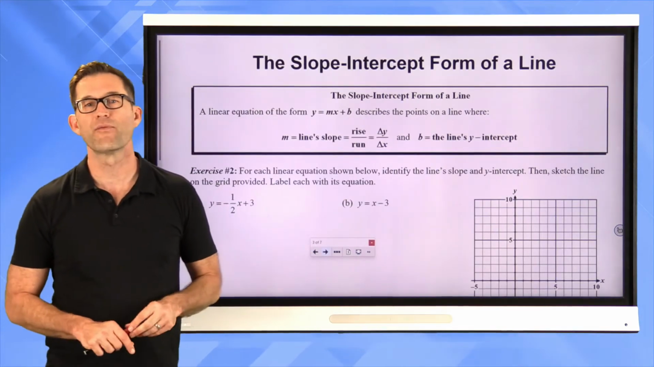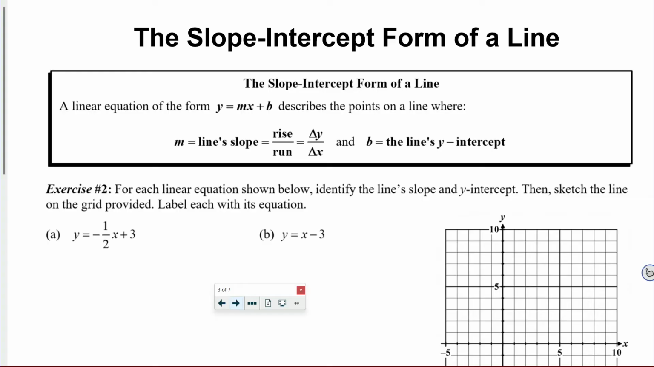The slope-intercept form of a line. Let's take a look. The slope-intercept form of a line. A linear equation of the form y equals mx plus b describes the points on a line where m is equal to the line's slope, rise divided by run, or the change in y divided by the change in x, and b is equal to the line's y-intercept.